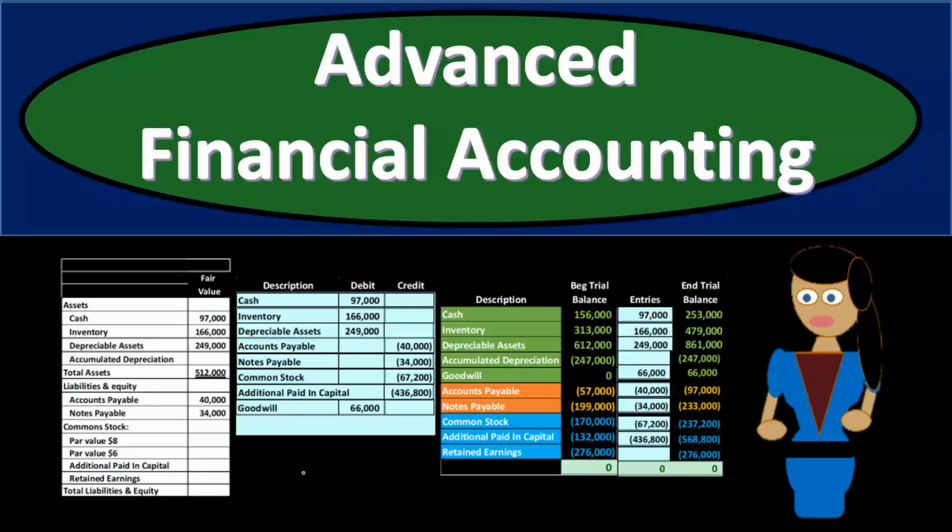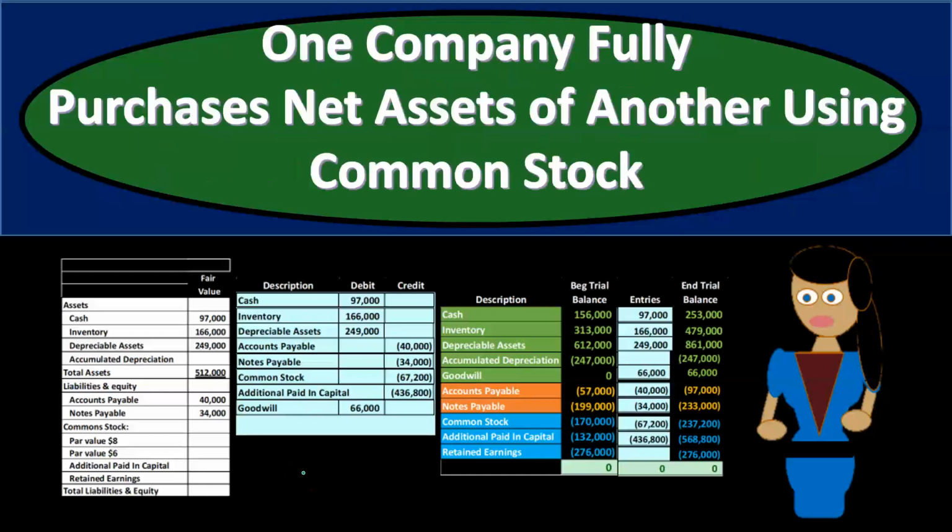Advanced Financial Accounting. In this presentation, we're going to work a practice problem where we have one company that's going to fully purchase the net assets of another company by issuing common stock. In other words, we have two companies involved here. One company we're going to call P Company. The other company we're going to call S Company.